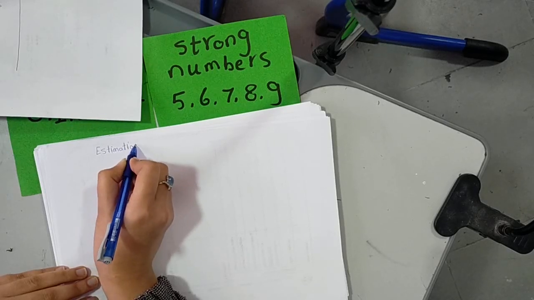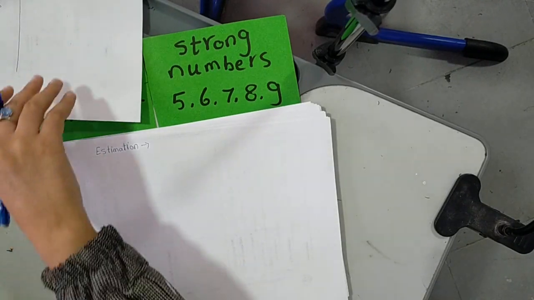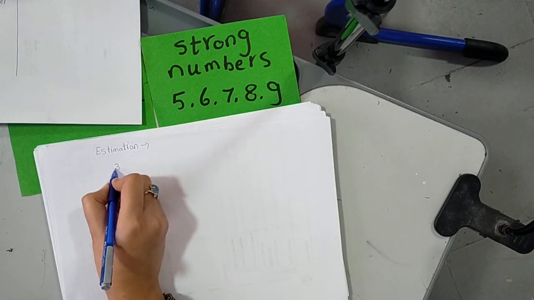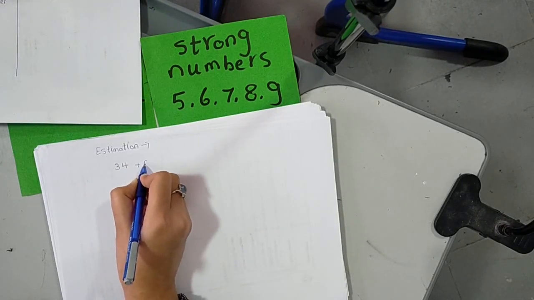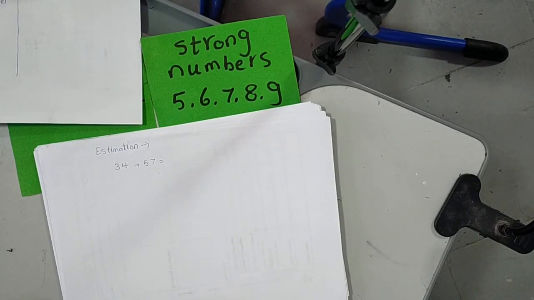Okay, estimation, we use it to make the numbers easier to add or subtract. So when I need to add or subtract numbers, I need to estimate them to make them easier to add or to subtract. Okay, for example, if I have 34 plus 57, I need to estimate these numbers to add.